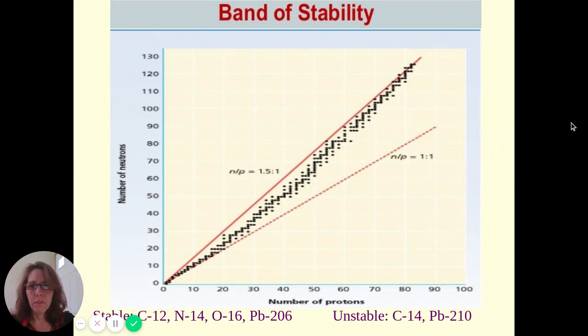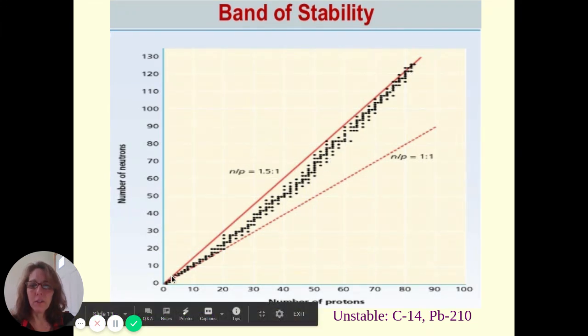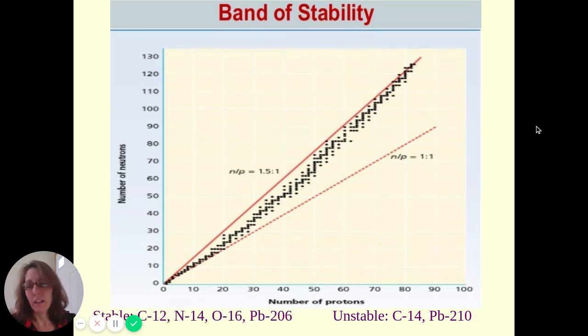This is a diagram you might see called a band of stability. And you can see when the elements, their isotopes, fall within this range right here, it makes a stable isotope. So these are your stable isotopes, and the ones that fall outside of that range are considered unstable and radioactive. Again, it's a prediction.